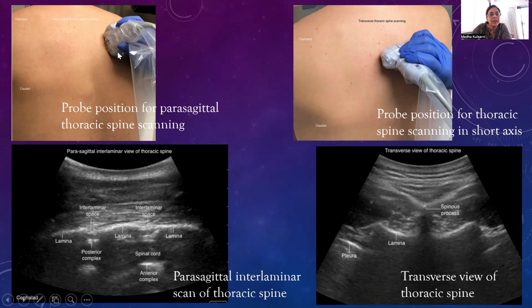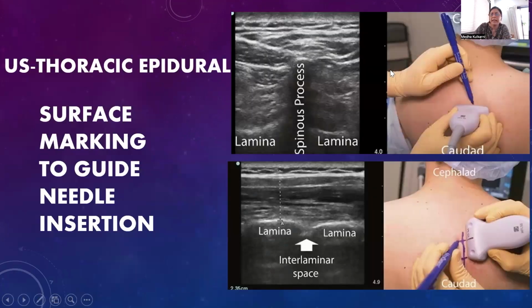The probe position is again similar: for parasagittal thoracic spine scanning in the parasagittal plane, and for transverse in the short axis, it is similar to that of the lumbar area. Again, the surface marking is done similarly, but since the spine is quite superficial here, we can use a linear probe to identify the transverse process and the spinous process. Similar to the lumbar area, the markings are done at the midpoint of the long edge of the probe, and the needle can be inserted through the point of intersection of those lines.